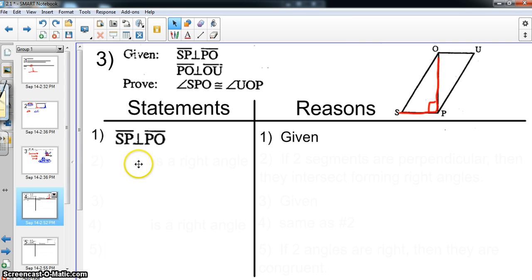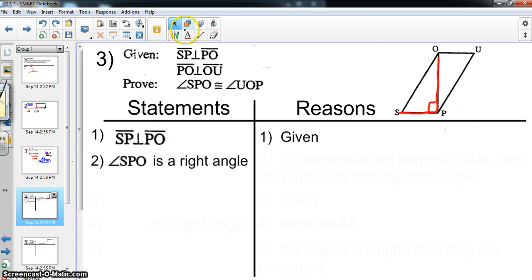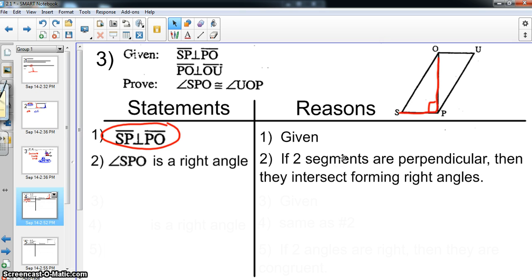And so we could say that angle SPO is a right angle, and our reason needs to be written in if-then form, starting off of what we are given. We have two segments that are perpendicular. So we can say that if two segments are perpendicular, they intersect, forming right angles.